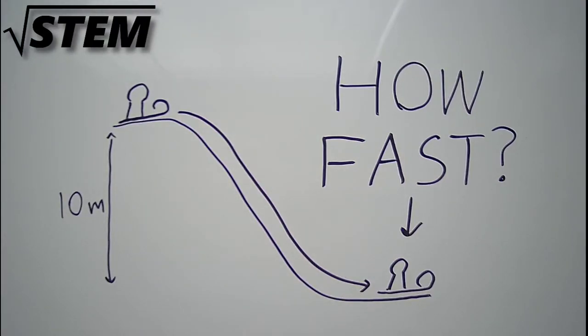Hi, this is Austin with Radical STEM Tutoring, and today we're going to find out how fast a sled can go at the bottom of a 10-meter hill with and without friction. Let's get started.